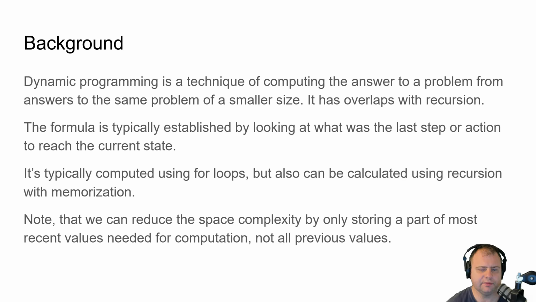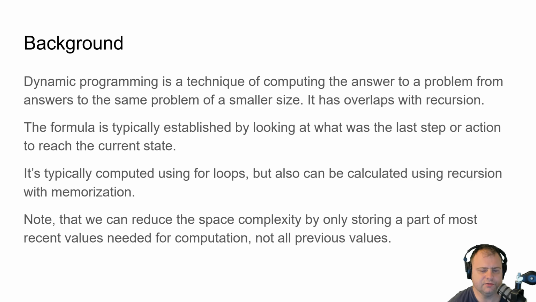The formula is typically established by looking at what was the last step or action to reach the current state. Suppose for Fibonacci numbers, we have f_i equals f_{i-1} plus f_{i-2}. I'm going to go through the next example problem, which shows this concept a bit more.